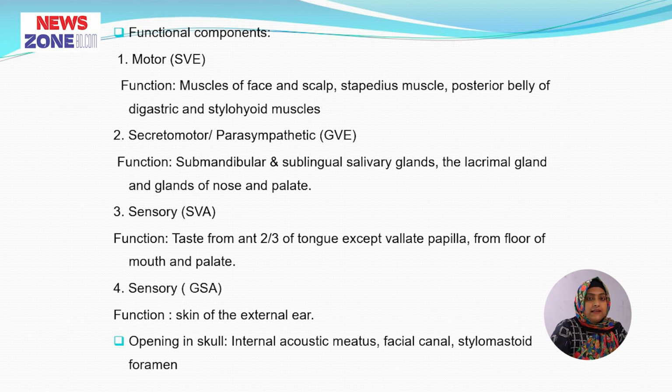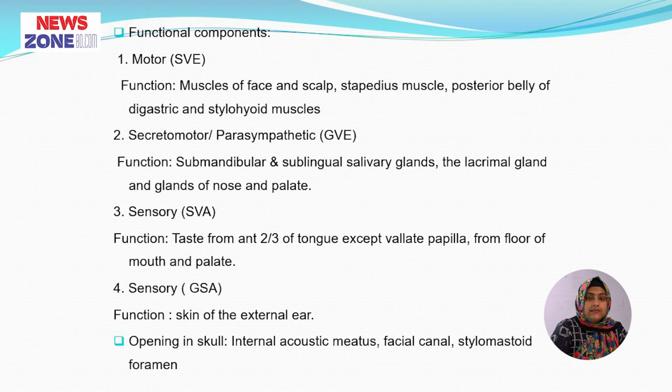The parasympathetic supply is the secretomotor supply, that is the general visceral efferent. It supplies the submandibular and sublingual salivary glands, the lacrimal gland and the glands of the nose and palate. Special sensory afferent: the taste sensation from the anterior 2/3 of the tongue except the vallate papillae, and from the floor of the mouth and the palate.